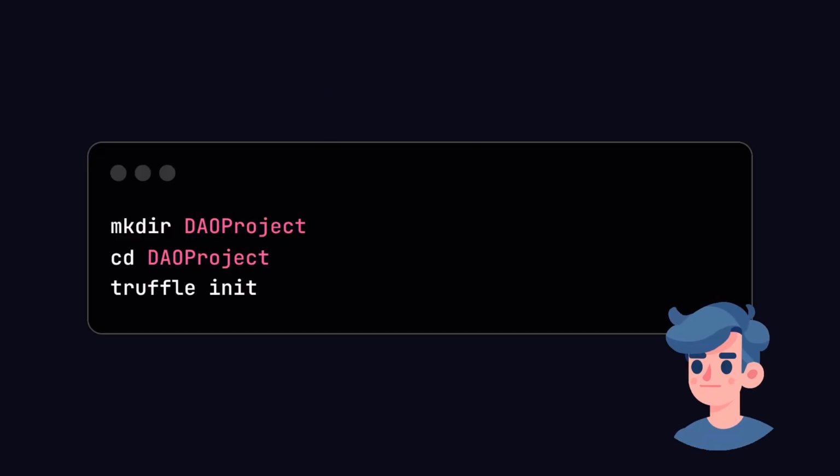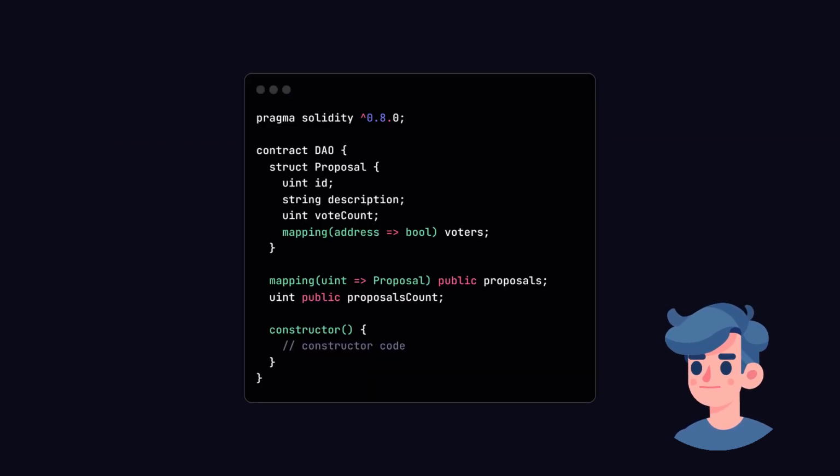Let's kick things off by setting up our smart contract. Open a terminal and create a new directory for our DAO project. Inside the directory, run the command truffle init. This initializes a new Truffle project. Now navigate to the contracts directory in our project and create a new file named dao.sol. This is where we'll write our smart contract logic.